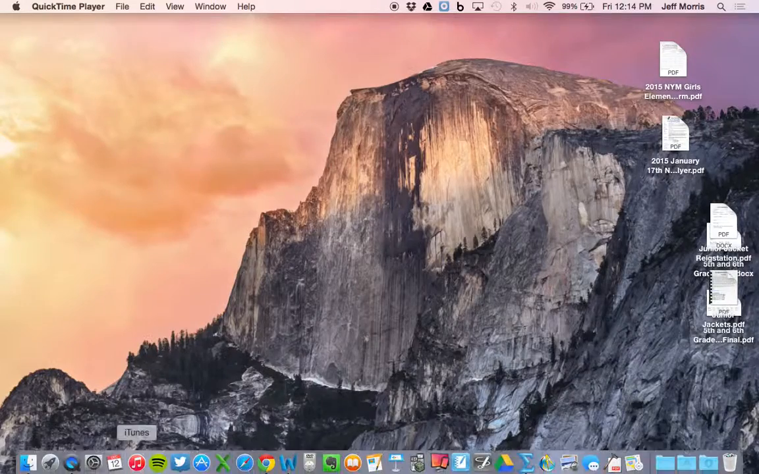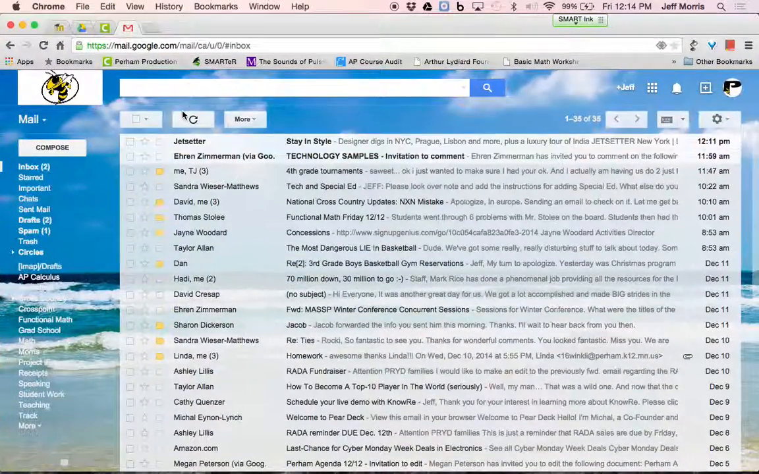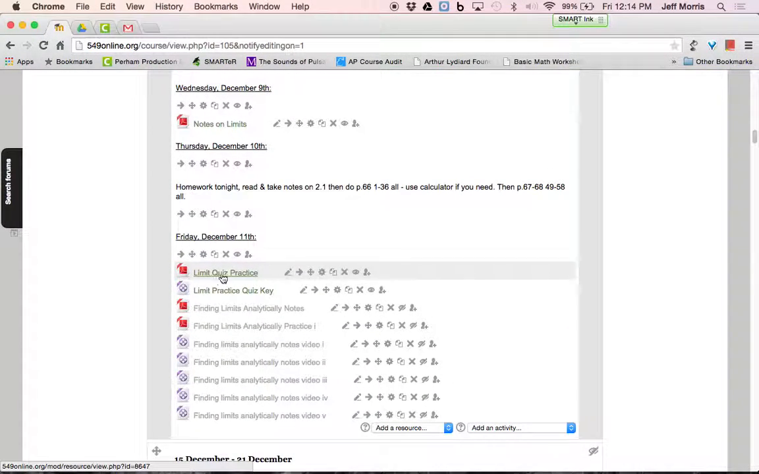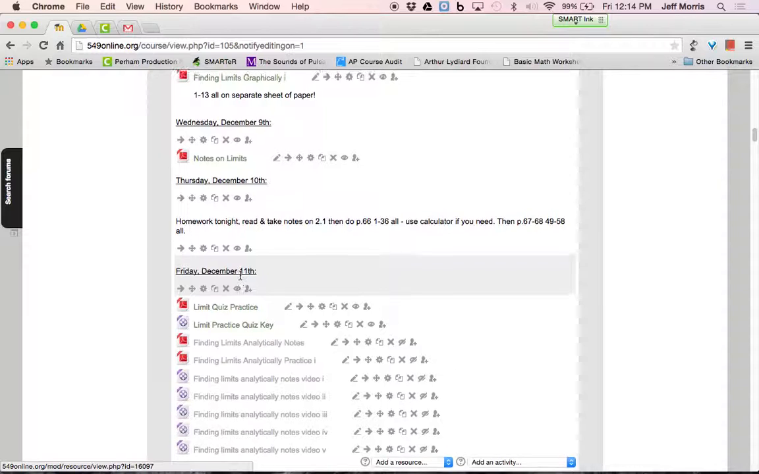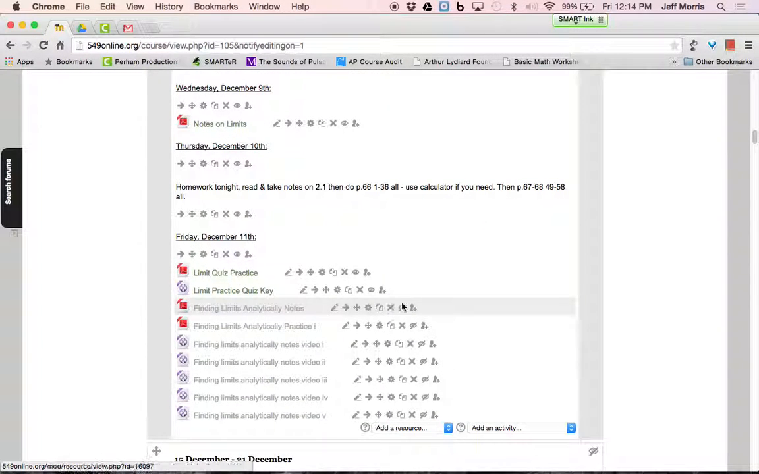All right, so go to Moodle, and in Moodle, it's tonight's homework's limit quiz practice key. The notes, oops, I hit them. I don't know why I hit them. Are right there, finding limits analytically notes. Go ahead and click on that. The homework tonight's this one practice worksheet and this.